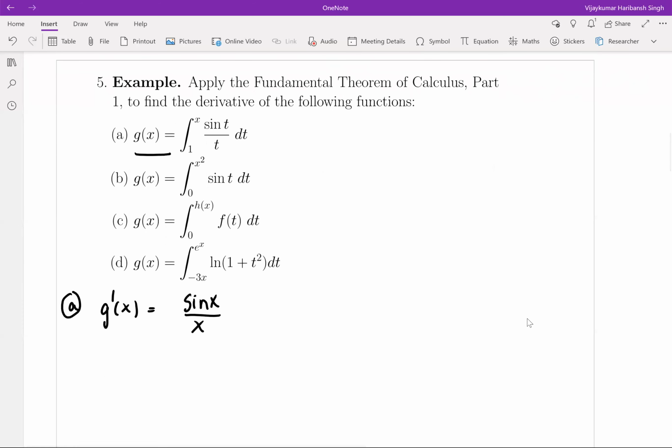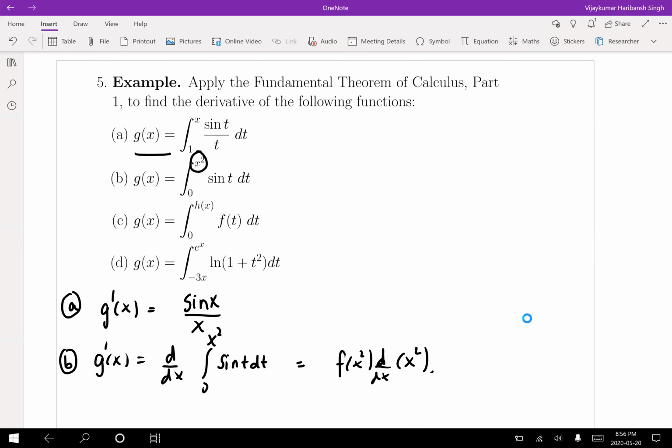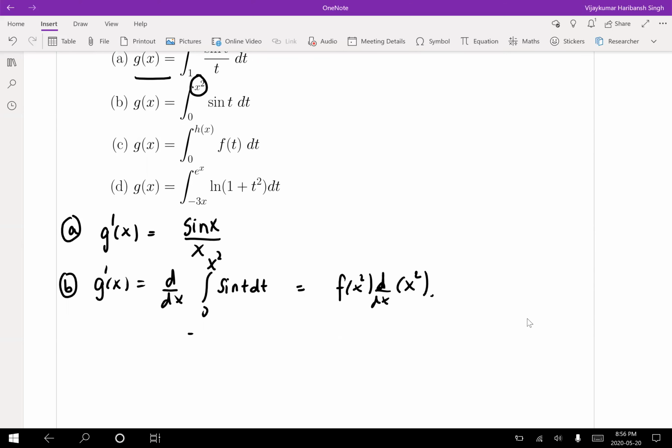Now, secondly, part b. In that case, g prime of x is equal to, now note that this is not x, this is x squared. So you have to use the chain rule. So we get g prime of x is the same as d by dx of the integral from 0 to x squared of sine t dt. This is the same as f of x squared times d by dx of x squared, right? So in this case, you can see that this is going to be sine of x squared times the derivative of x squared, which is 2x.